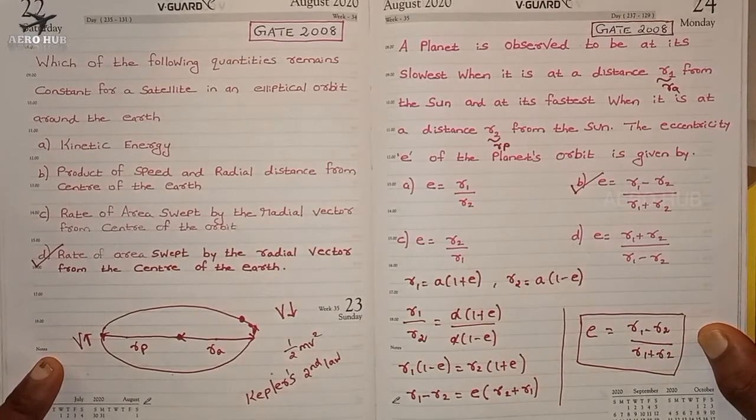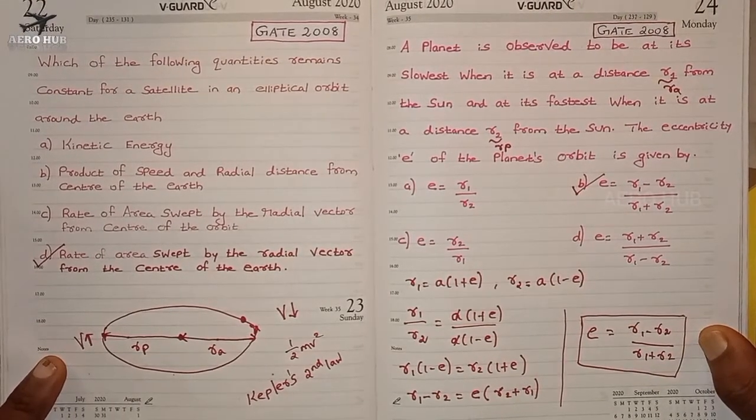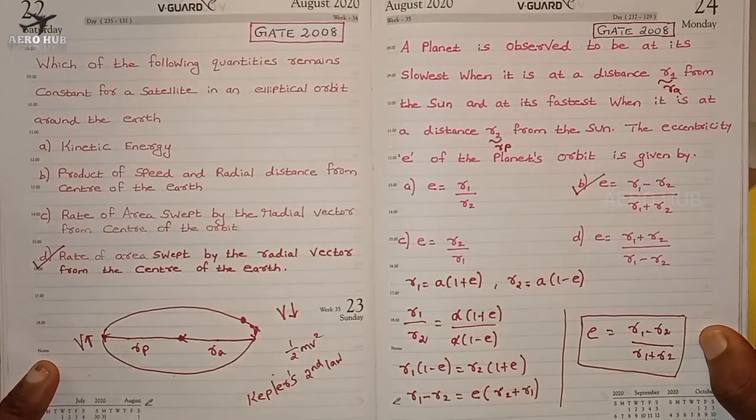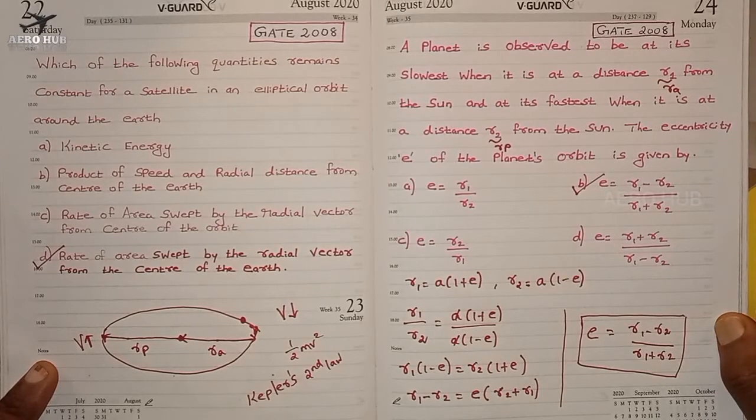So we discussed Kepler's second law, and also we discussed the speed of a satellite at apogee and perigee. So that's all about this lecture.